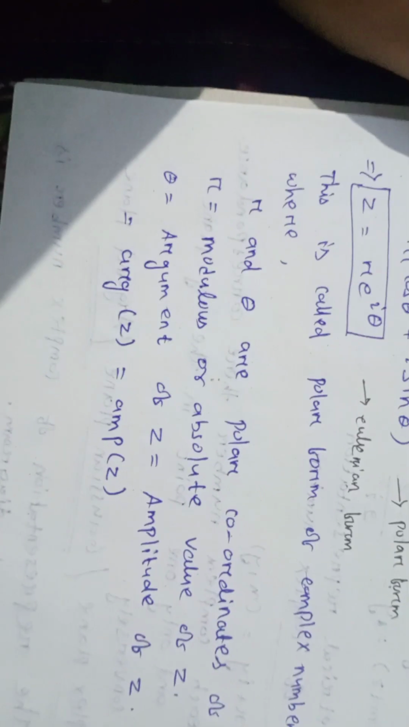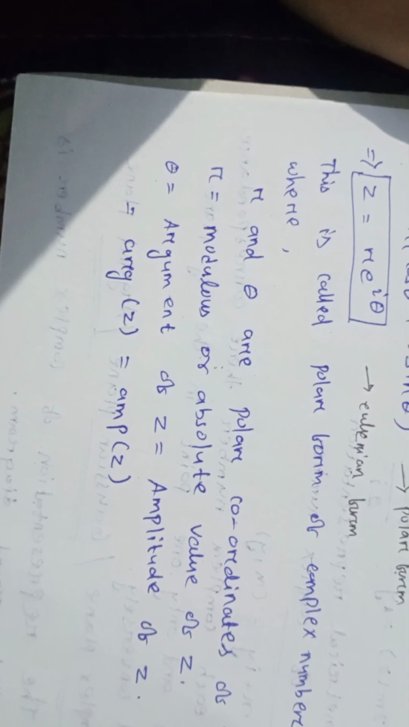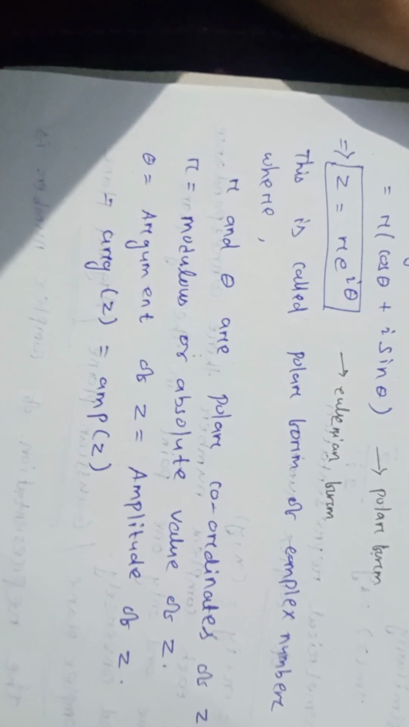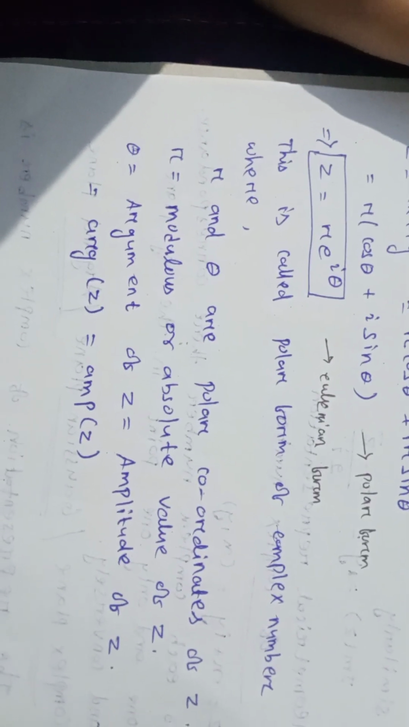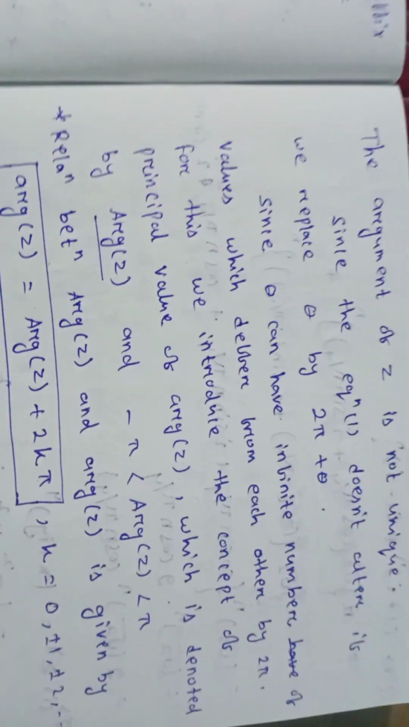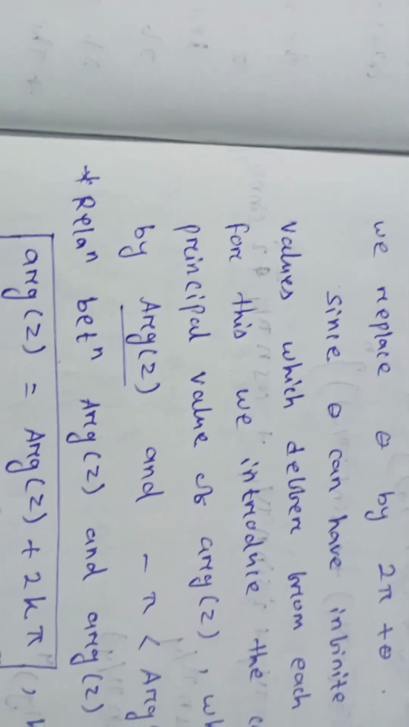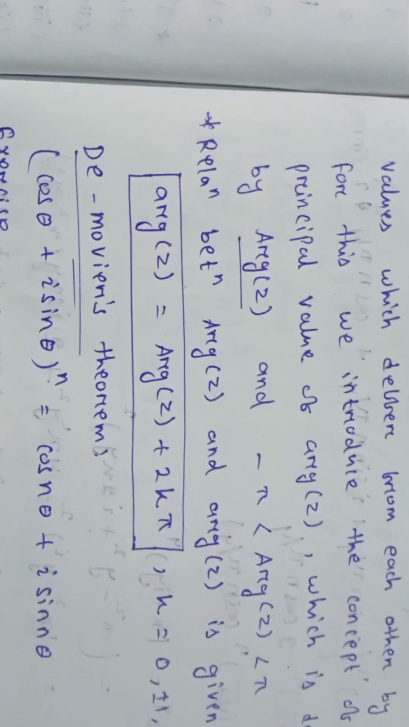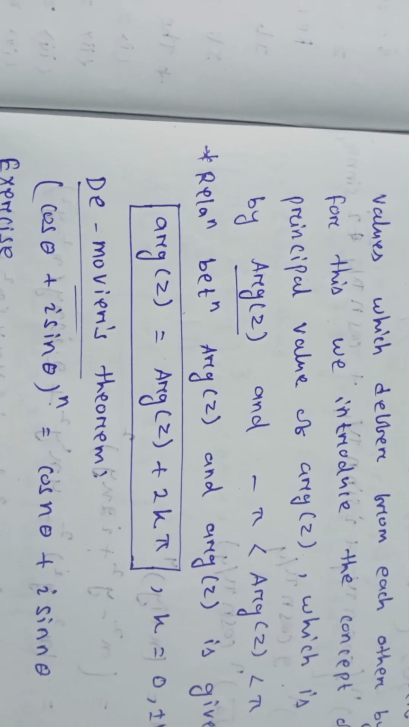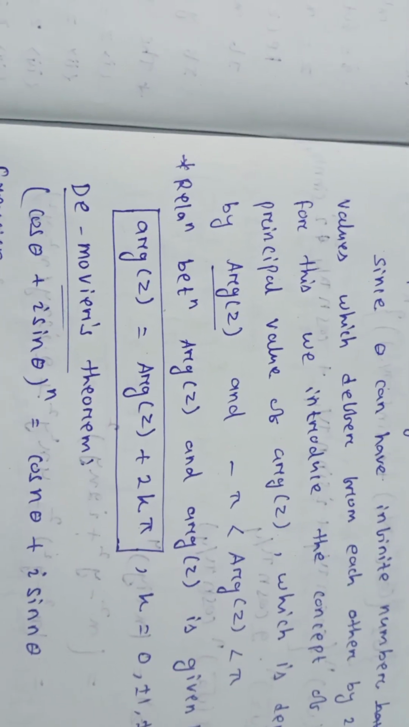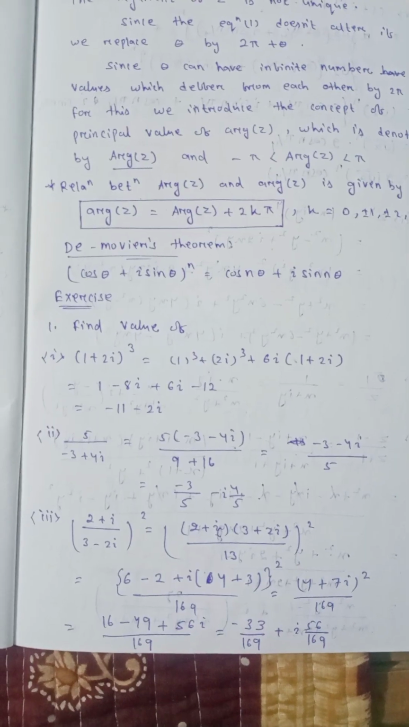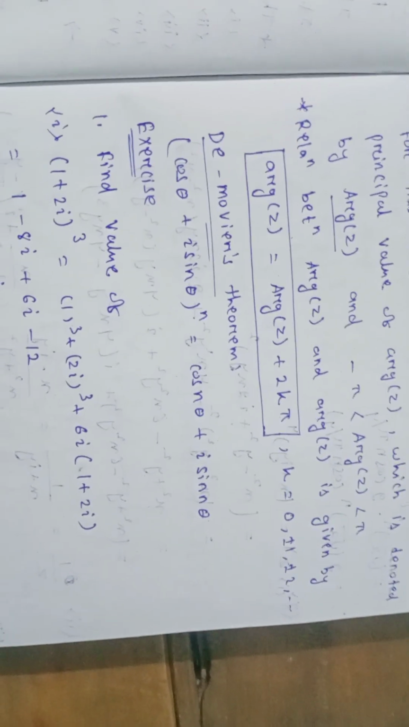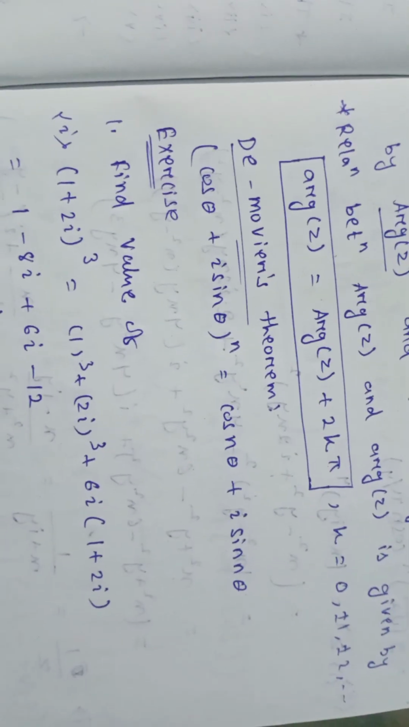The argument of z is denoted by small arg z, the amplitude of z, and the principal argument is denoted by capital Arg z. See here, this is the principal argument. Arg z equals Arg z plus 2k pi, that is, argument of z equals principal argument plus 2k pi. This is de Moivre's theorem, which is cos theta plus i sin theta to the power n equals cos n theta plus i sin n theta.